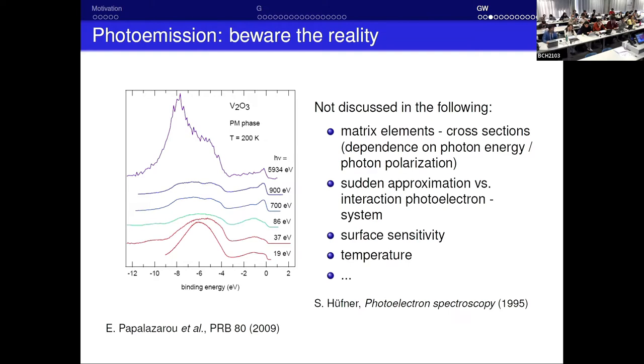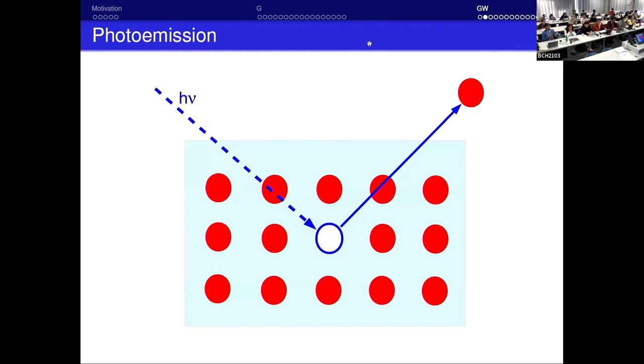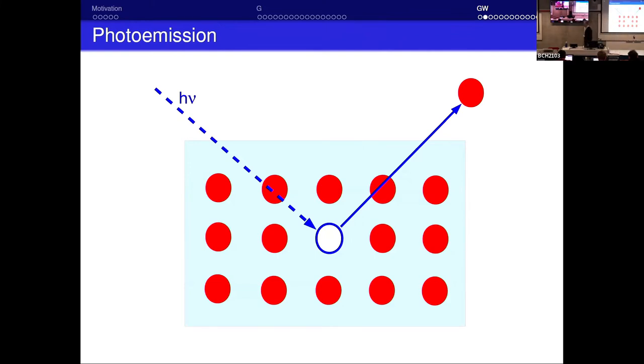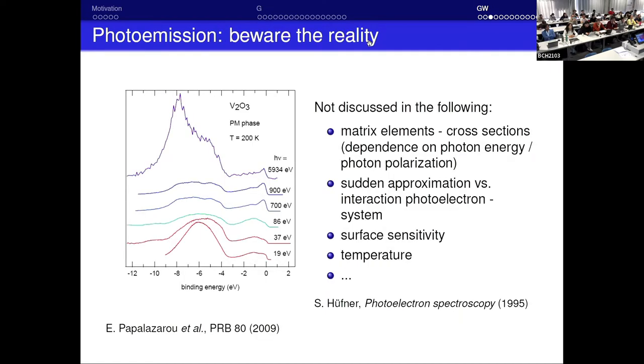What is different if we change the photon energy in this process is the energy of the photo emitted electron. Imagine that you come with a photon that has 6 kilo electron volt. It means that the photo emitted electron has more or less 6 kilo electron volt kinetic energy, because I have created a hole that has 2 electron volt binding energy. If I come with a photon that has 19 electron volt, the energy of the emitted electron will be around 15, 17 electron volt, depending on the work function. This is the main effect of the photon energy.